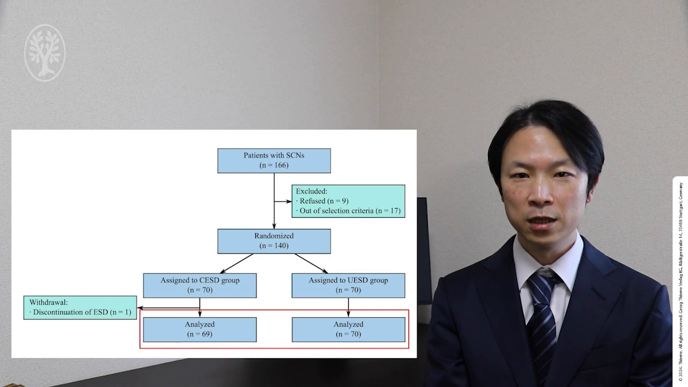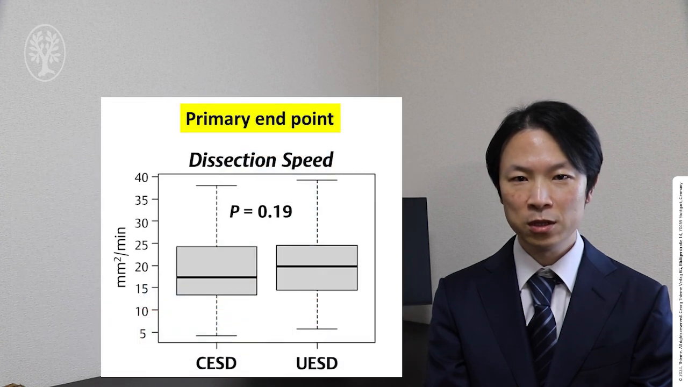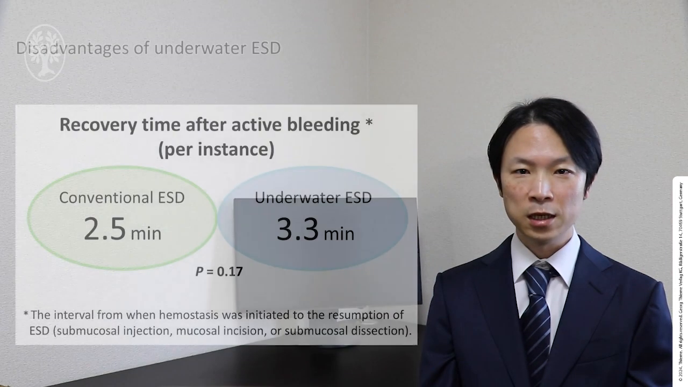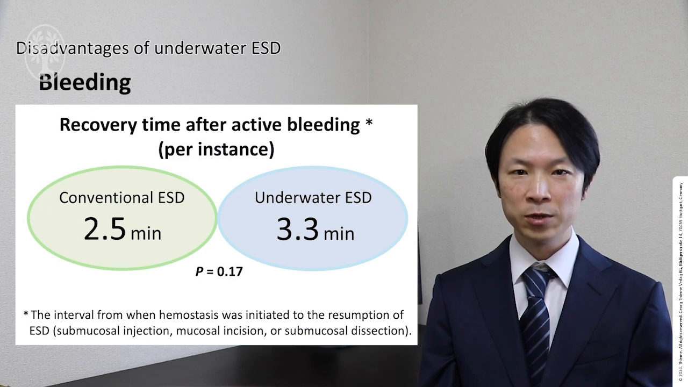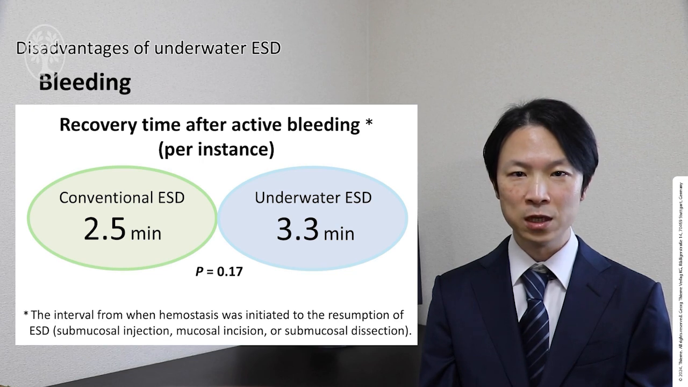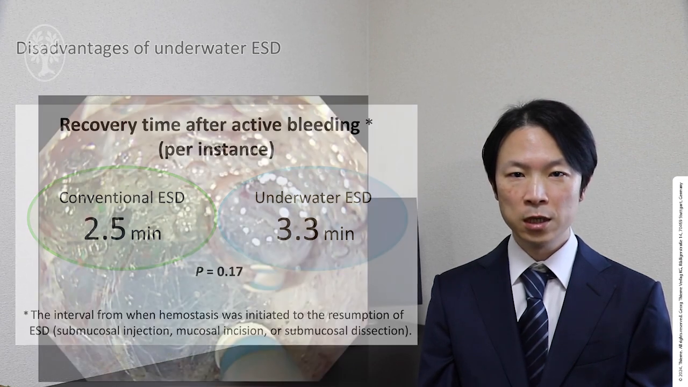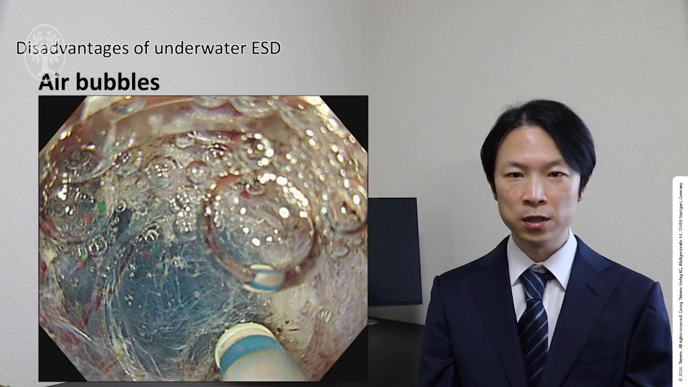We analyzed the data of 69 and 70 conventional ESD and underwater ESD cases, respectively. However, no significant differences were found in median dissection speed between the groups. This result could be attributed to two reasons. First, in the underwater ESD group, the median recovery time after active bleeding tended to be longer, with a higher frequency of hemostasis. Second, air bubbles generated mainly by submucosal dissection during underwater ESD repeatedly impair the visual field.